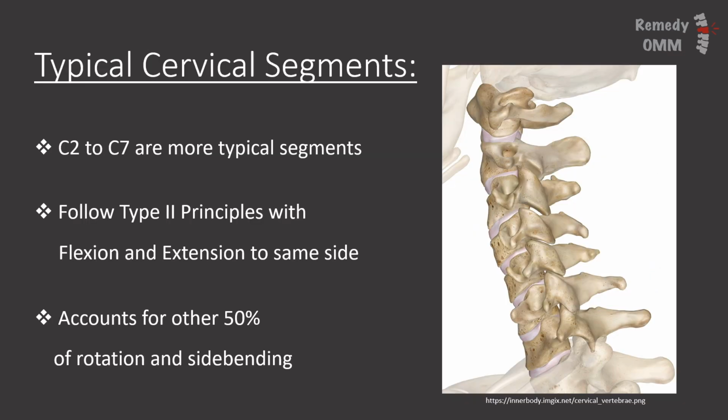The last set are the typical cervical segments. These are much simpler for us to understand because we have covered type 2 mechanics before, and these cervical segments follow type 2 mechanics with rotation and side bending occurring to the same side.